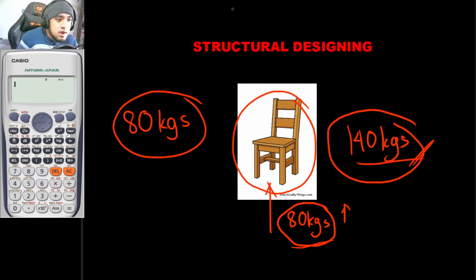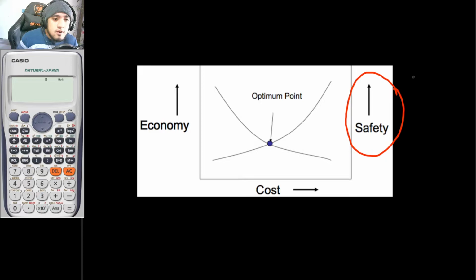So if you would be choosing the chair that has a capacity of 140 kilograms over the one that has a capacity of 80 kilograms, this particular chair would be more expensive. So mas mahal of course yung mas matibay. With that, the stronger the structural member, the more expensive it is. So ayun, pero ang gusto naman natin since we are engineers, it should be safe and it should be economical.